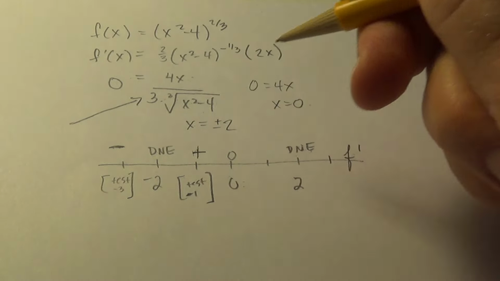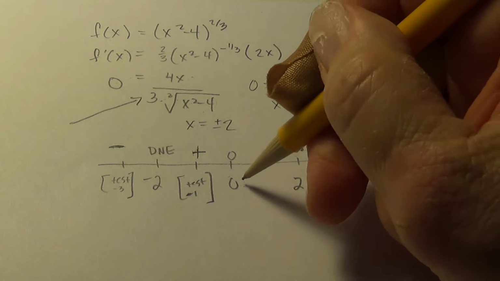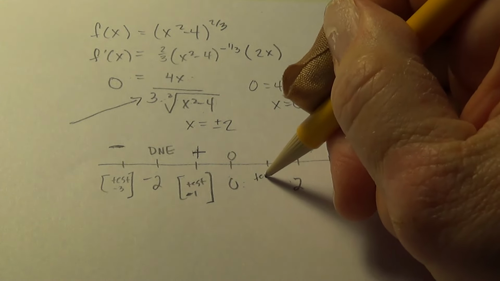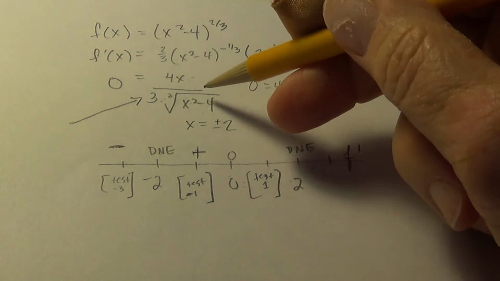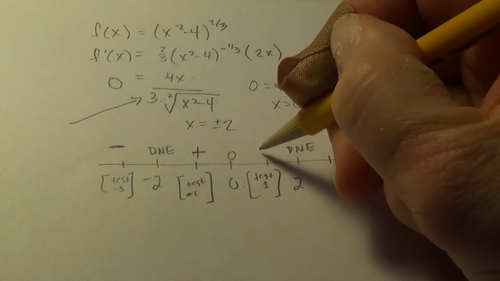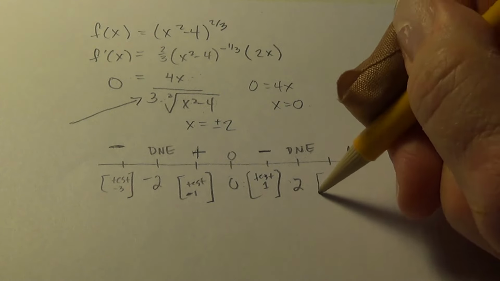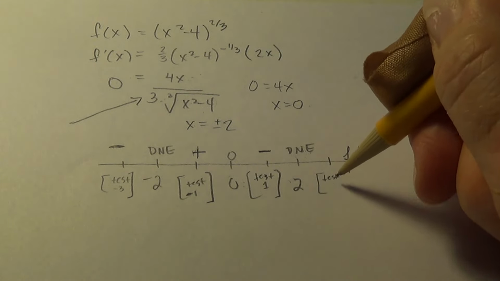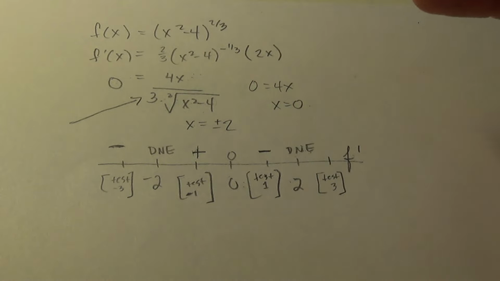Not lastly, we got 2 more sections. Between 0 and 2, I'm going to test 1. And when I test 1 up here, I get a positive on the top, and I get a negative on the bottom. That gives me a negative for that interval. And lastly, I'll test above 2, I'll test 3. And when I put that in here, I get a positive over a positive. You can slow that down and confirm it, but you'll see it is true.